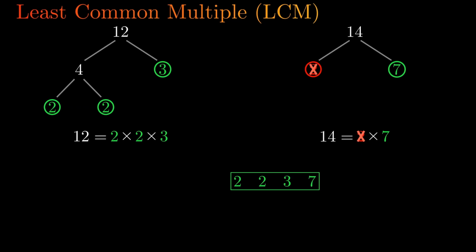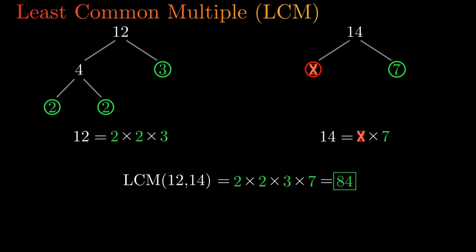Now we multiply. 2 times 2 equals 4. 4 times 3 equals 12. And 12 times 7 is 84. So the LCM of 12 and 14 is 84. Just remember, when building the LCM, you need the biggest version of every single ingredient that appears on the screen.